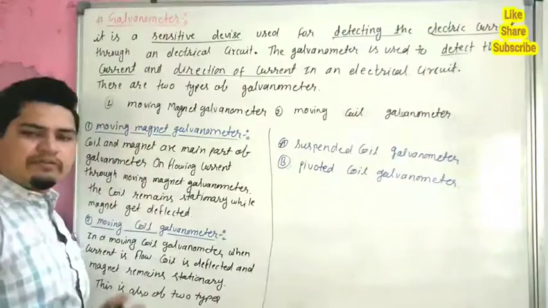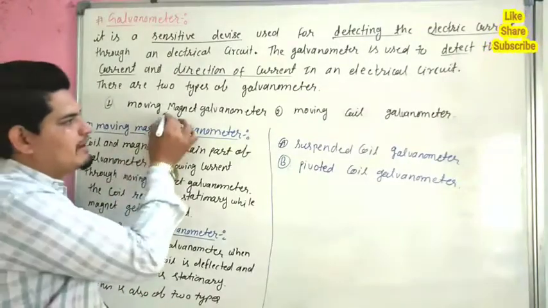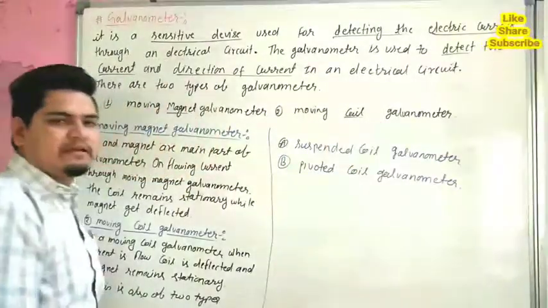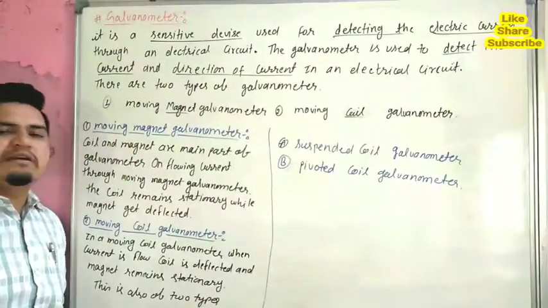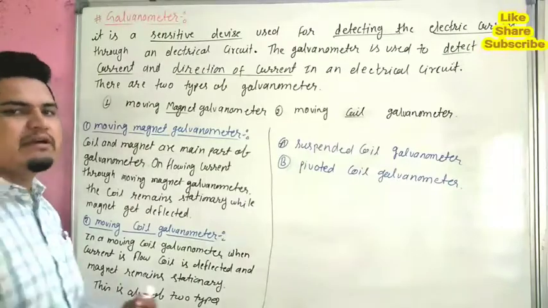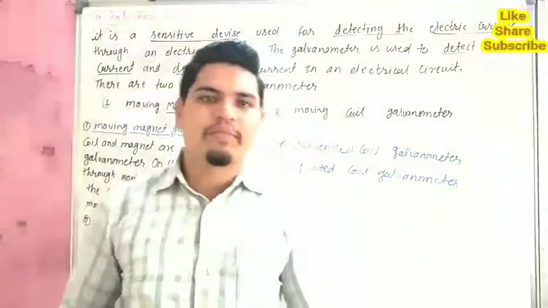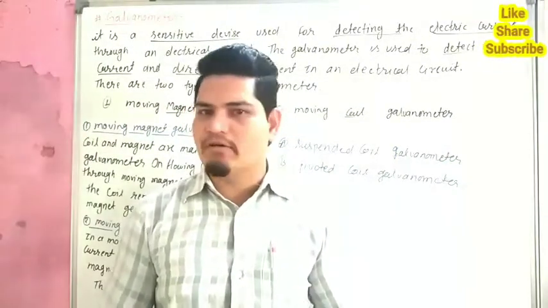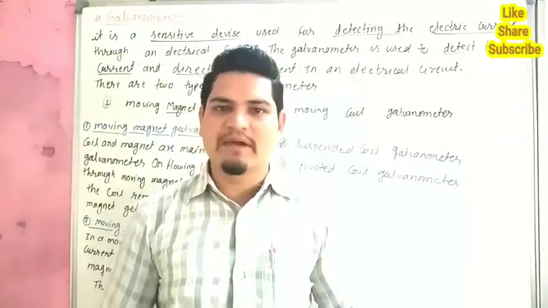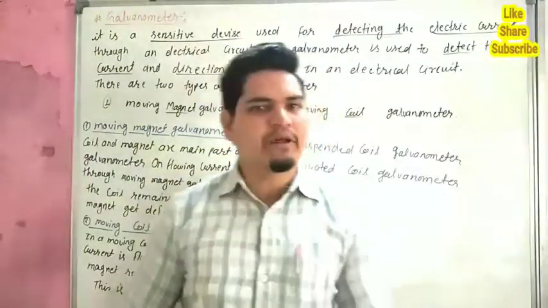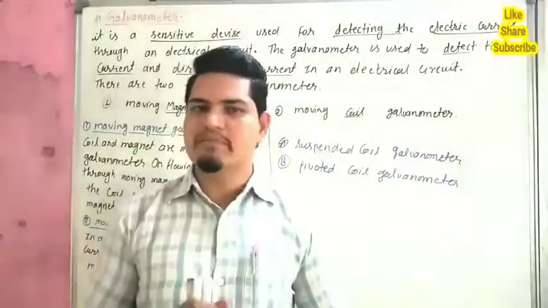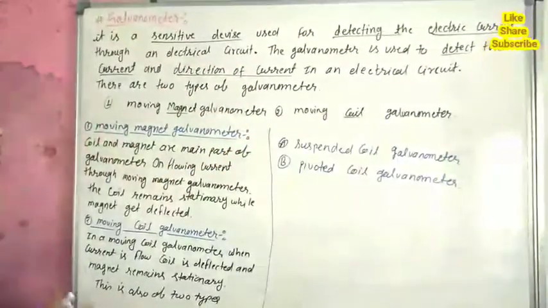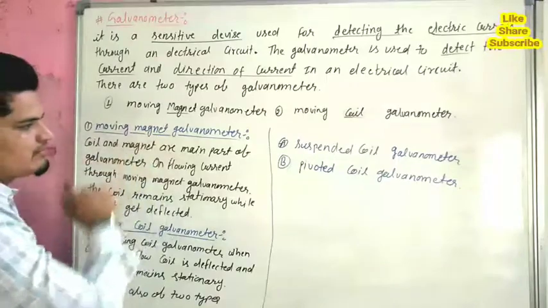There are two types of galvanometer: first is the moving magnet galvanometer and second is the moving coil galvanometer. The main parts of a galvanometer are the magnet and the coil. So first is the moving magnet galvanometer.